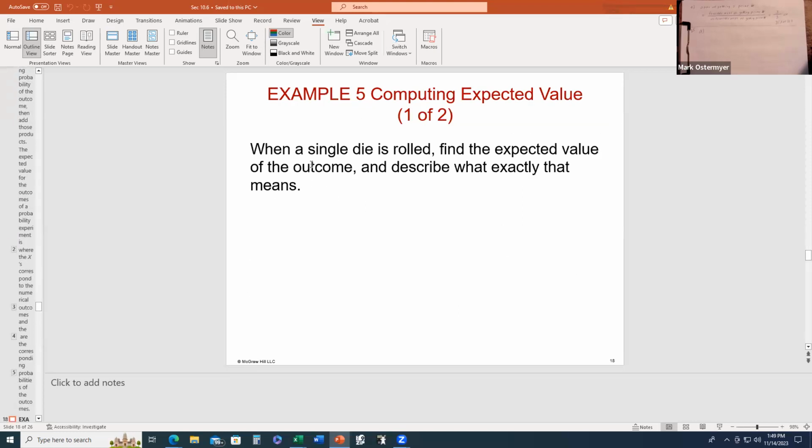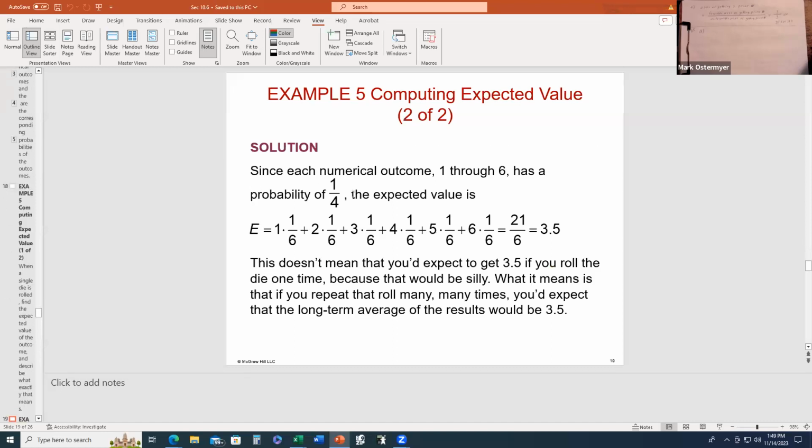Suppose when we roll a single die, we want to find the expected value of the outcome and describe exactly what that means. Well, when we roll a die, ladies and gentlemen, one of 6 faces could occur, correct? We could roll a 1, 2, 3, 4, 5, or 6. What's the probability of rolling each of those faces? It would be a 1/6 chance, assuming it's a fair die.